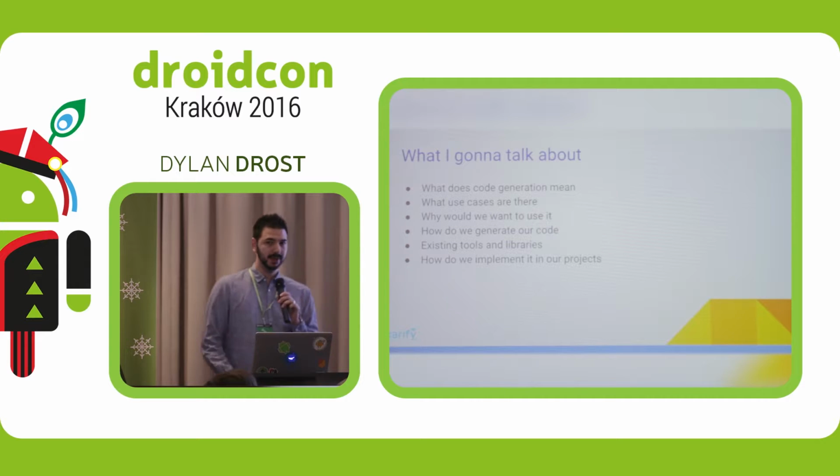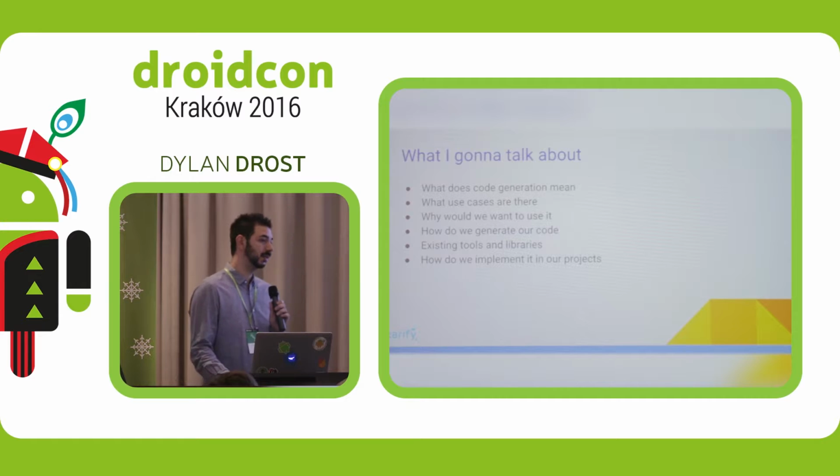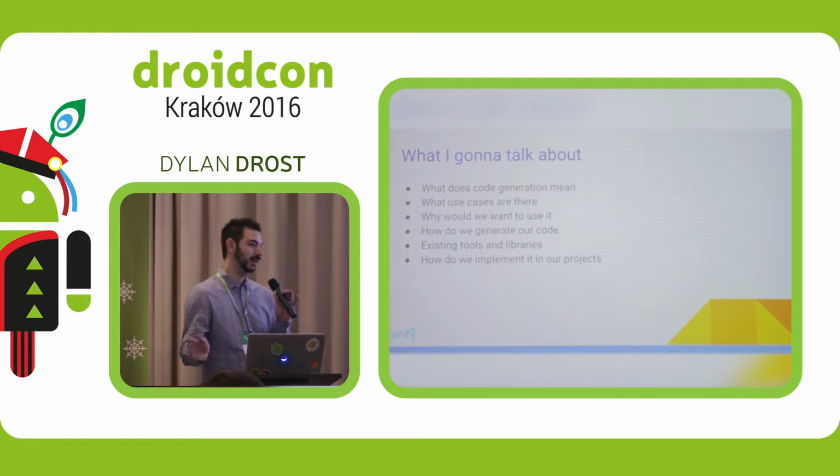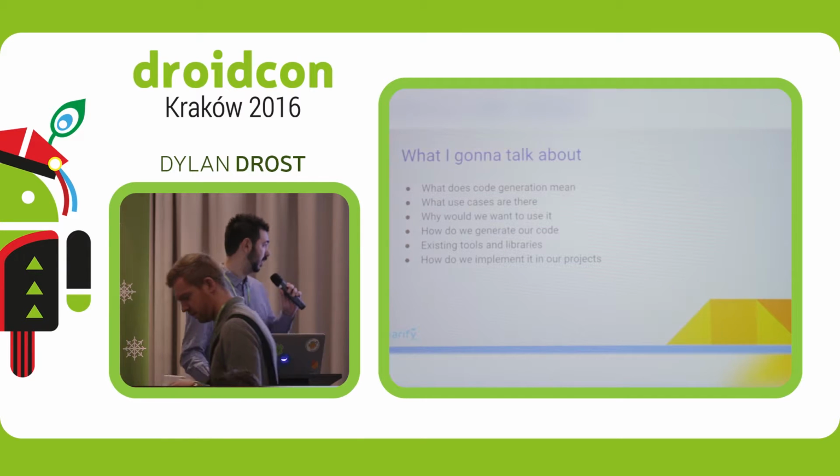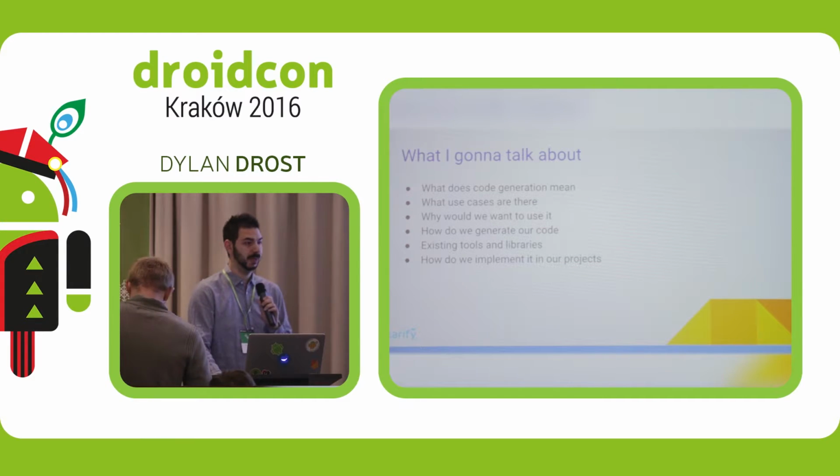Well, what I'm going to talk about is code generation. What is code generation? Why would we use it? What are the use cases to use code generation? Why would we want to use it? A little bit of how it works, but it's not really technical because there are already a lot of presentations and a lot of tutorials on how to create annotation processors and stuff like that. But it's a little explanation of how it should work. I'm also going to mention some existing libraries and tools that are out there which you can use in your projects. And I'm going to show you how to implement them in Android.